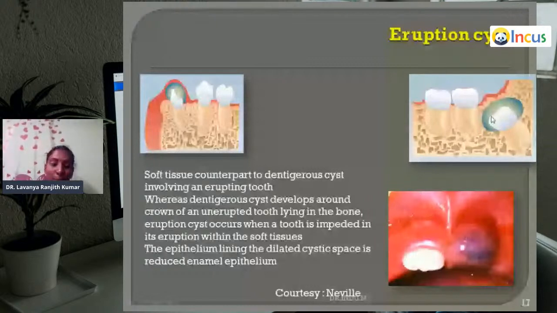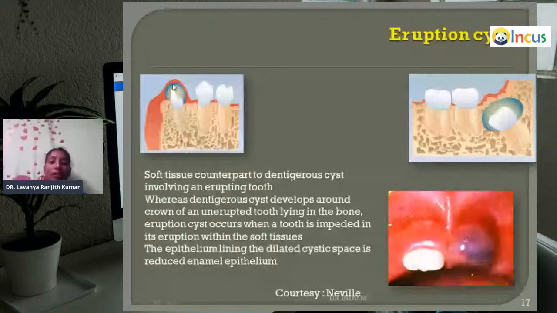But in case of eruption cyst, the tooth has erupted through the bone, but it has not erupted out of the soft tissue. So this is called eruption cyst. See here, this tooth crown has come out from the bone, but it is not coming out from the soft tissue. So it is considered to be an eruption cyst. That's why it is called a soft tissue counterpart of the dentigerous cyst.